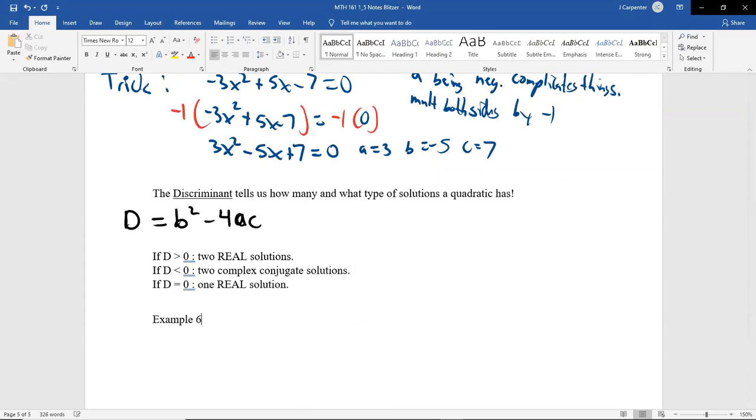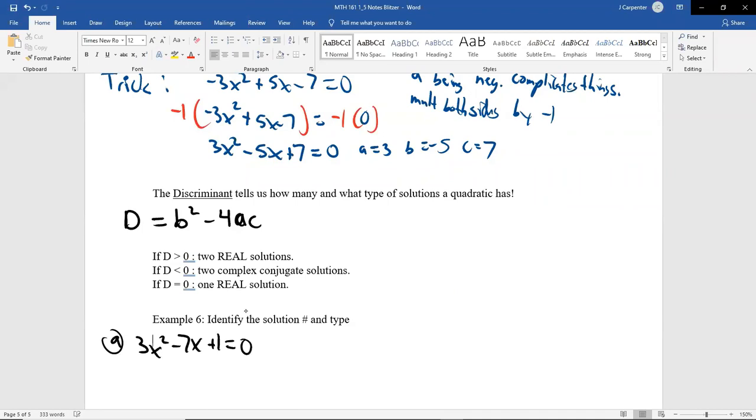Example, what are we up to? I know there's a lot in this section. 6. Identify solution number, which means is it 1 or 2 solutions, and type, which means is it real or complex. A, 3x squared minus 7x plus 1 equals 0.